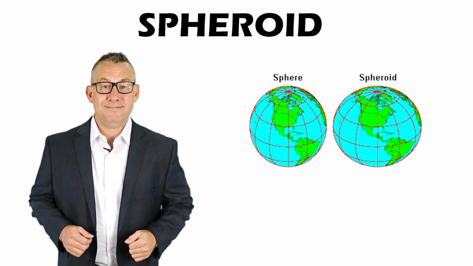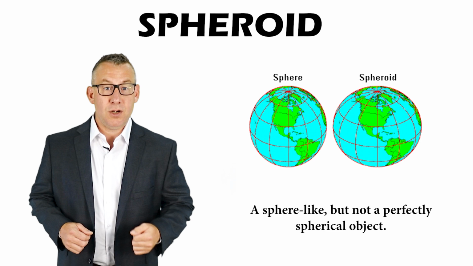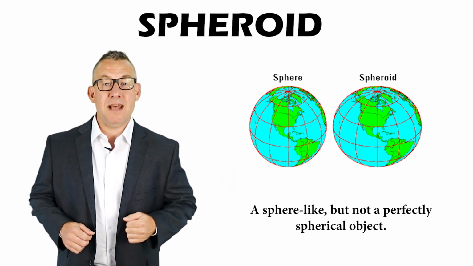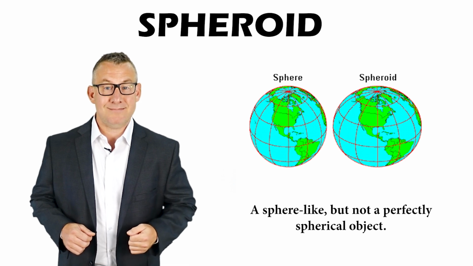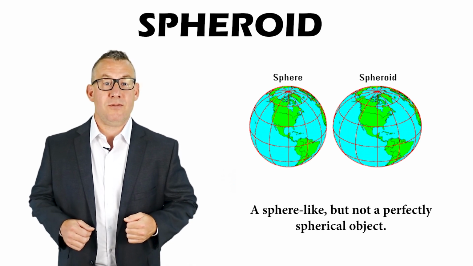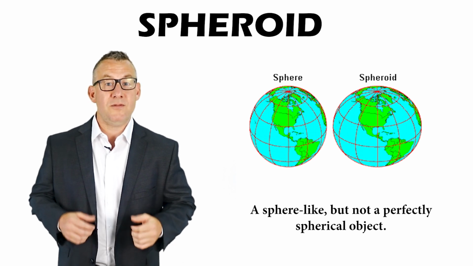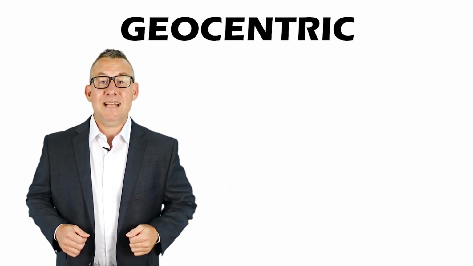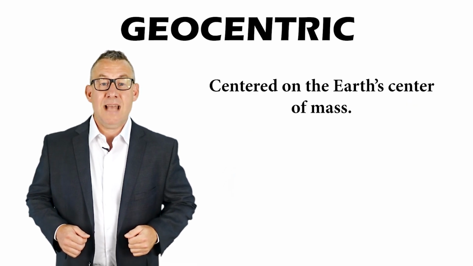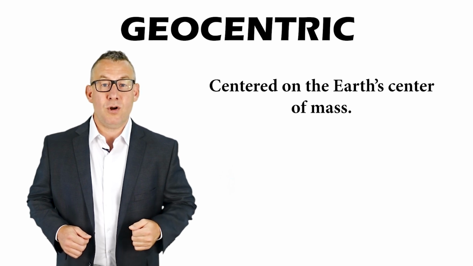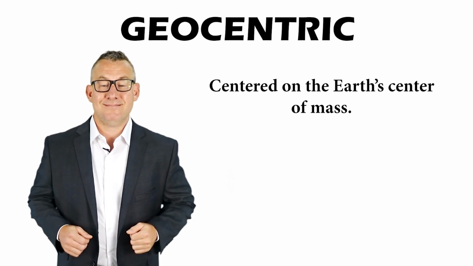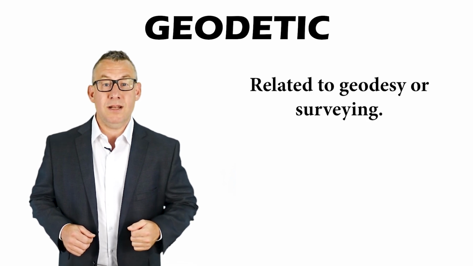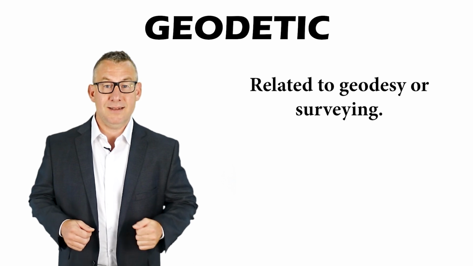A spheroid. A spheroid is a sphere-like but not perfectly spherical object. A spheroid is a mathematically defined object. Different spheroids are used to represent different parts of the Earth because some spheroids fit different parts of the Earth better than others. Geocentric. Geocentric means centered on the Earth's center of mass. Geodetic. Geodetic means related to geodesy or surveying.